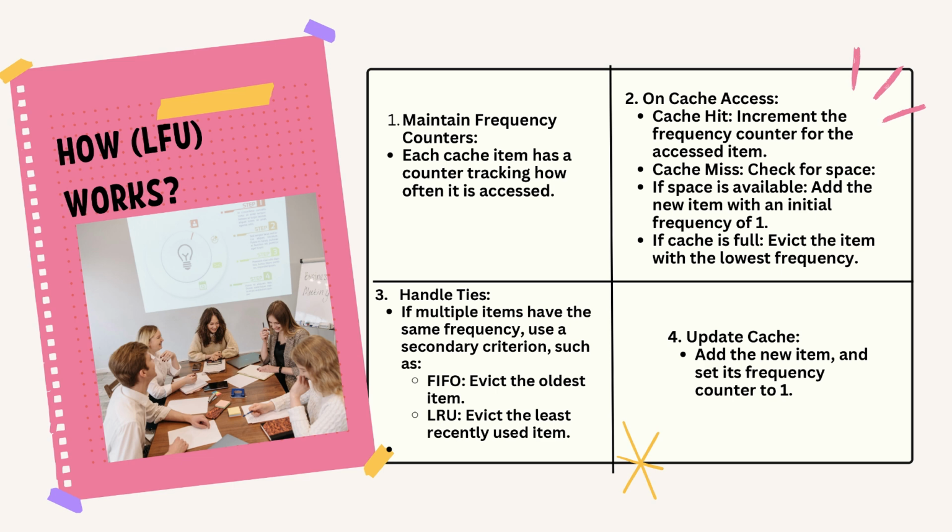Third, handle ties. If multiple items have the same frequency, it will use a secondary criterion such as FIFO, which evicts the oldest item, or LRU, which evicts the least recently used item. And last, update cache. It will add the new item and set its frequency counter to 1.